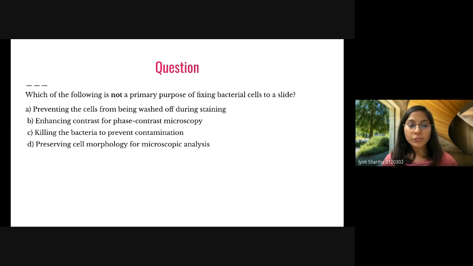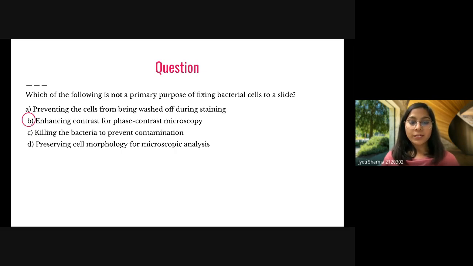Then we have four options: preventing the cell from being washed off during staining, enhancing contrast for phase contrast microscopy, killing the bacteria to prevent contamination, preserving cell morphology for microscopic analysis. So what is not the primary purpose of fixing bacterial cells to a slide? The answer is enhancing contrast for phase contrast microscopy.